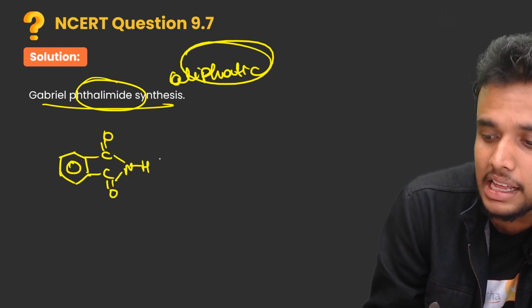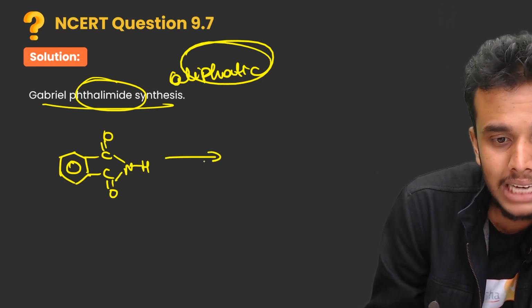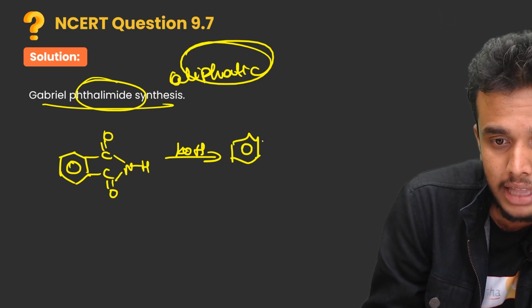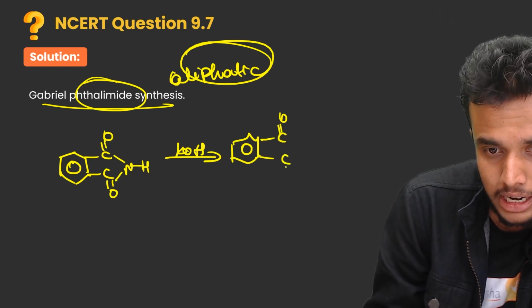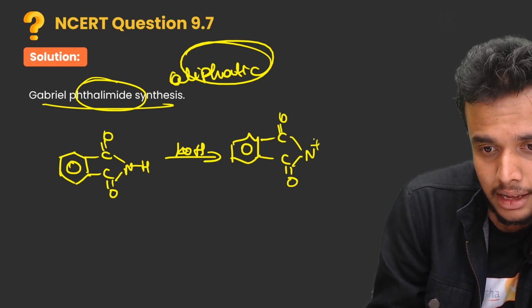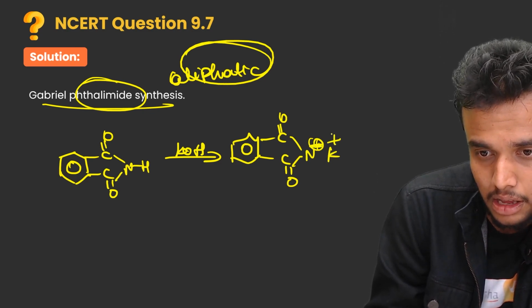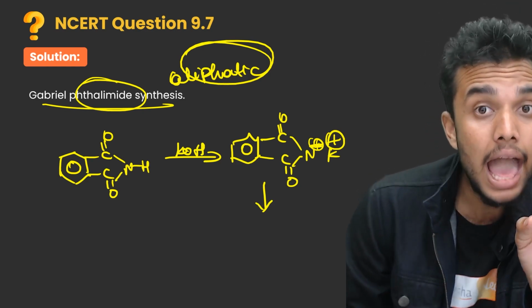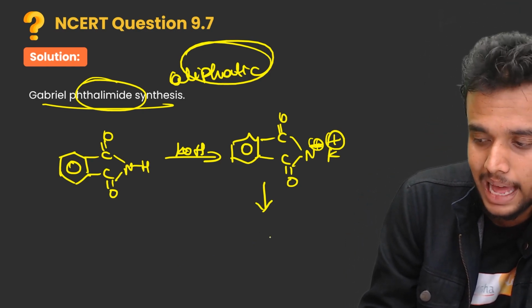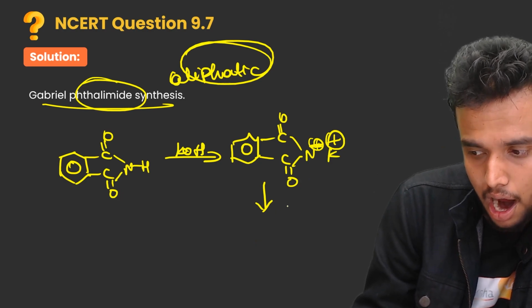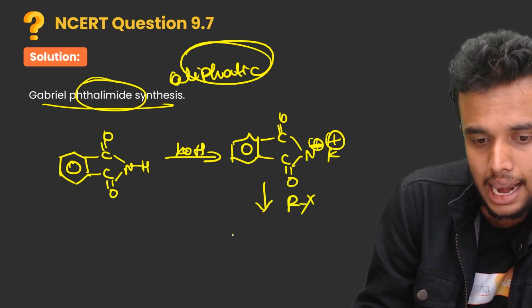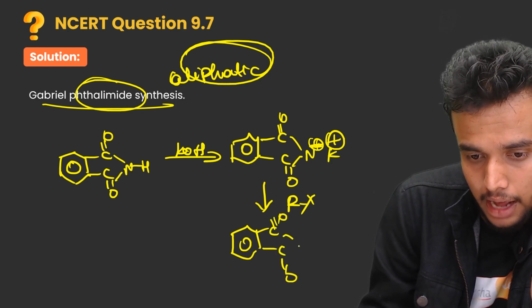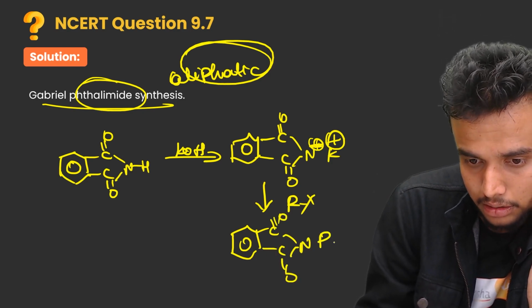If it is further reacted with alcoholic KOH solution, it yields the potassium salt of phthalimide. Potassium salt, students, C double bond O, N minus K plus. Potassium always has a positive charge. Why? It's a highly reactive metal. We are already familiar. Then it is further reacted with alkyl halides to yield the N-substituted phthalimide, N-R compound.